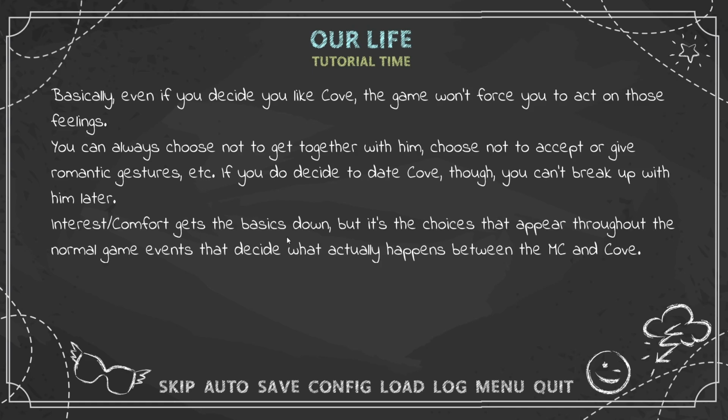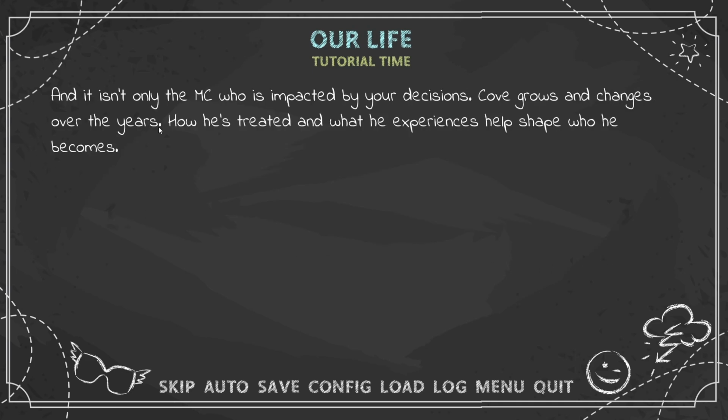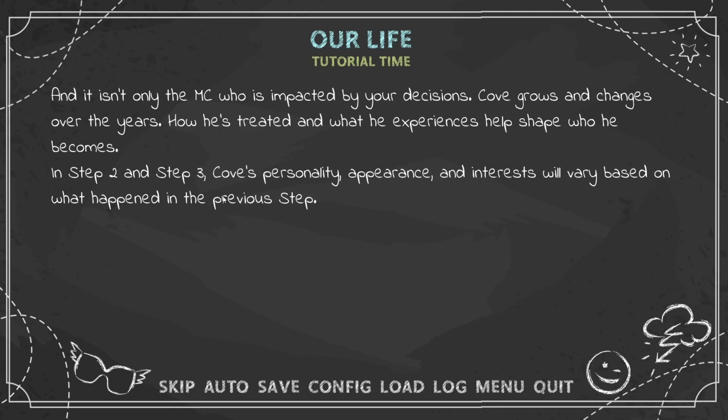Interest and comfort get the basics down, but it's the choices that appear throughout the normal game events that decide what actually happens between the MC and Cove. And it isn't only the MC who is impacted by your decisions. Cove grows and changes over the years. How he is treated and what he experiences helps shape who he becomes. In steps 2 and 3, Cove's personality, appearance, and interest will vary based on what happened in the previous step.